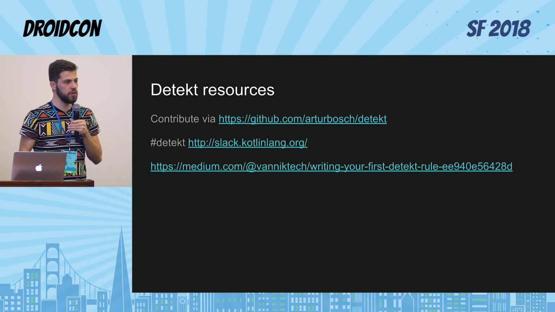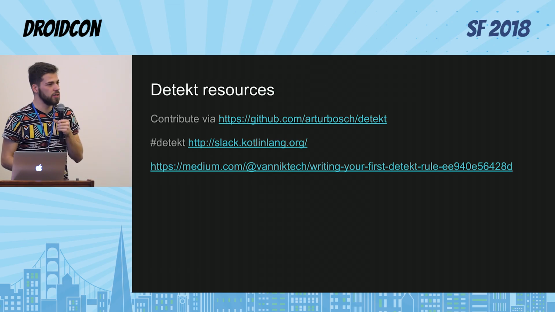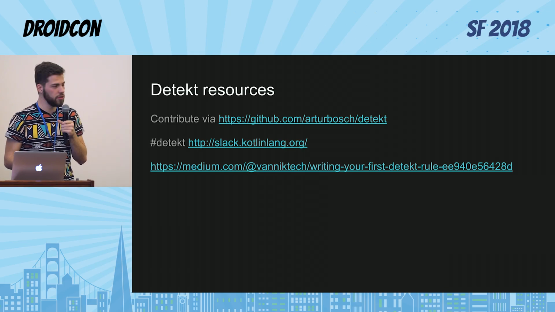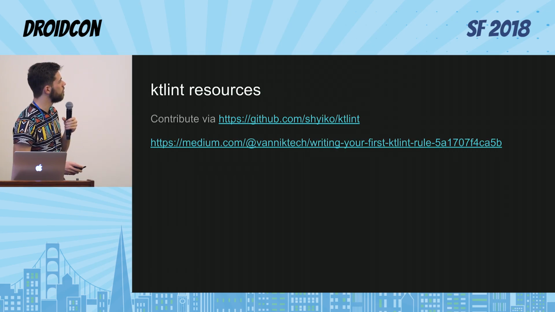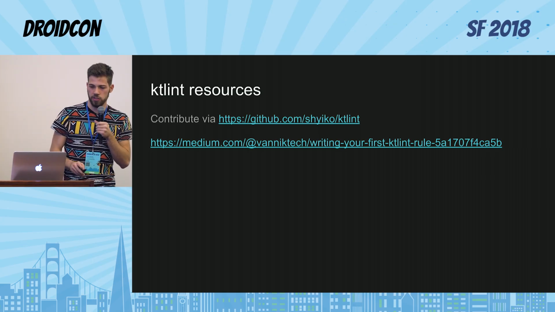Detekt, the project is on GitHub. It's open source. Also in the Kotlin language Slack, there's a Detekt channel, which is also pretty active. I also wrote about writing your own Detekt rule. And for Lint, there's no Slack channel as far as I know, but it's also open source.